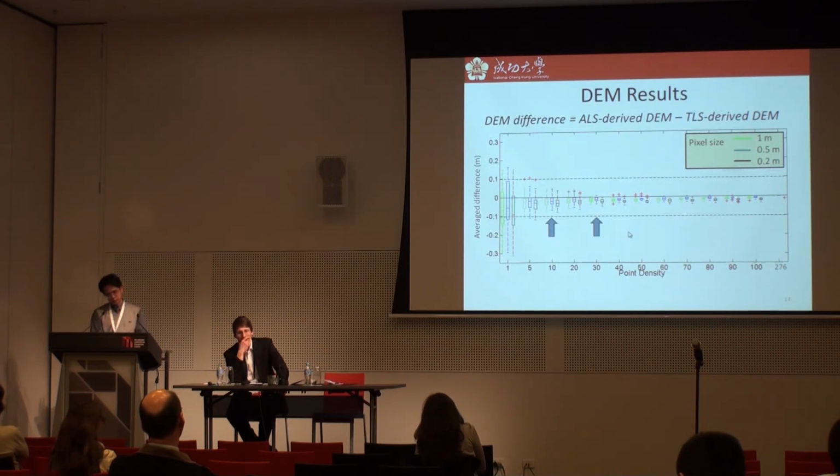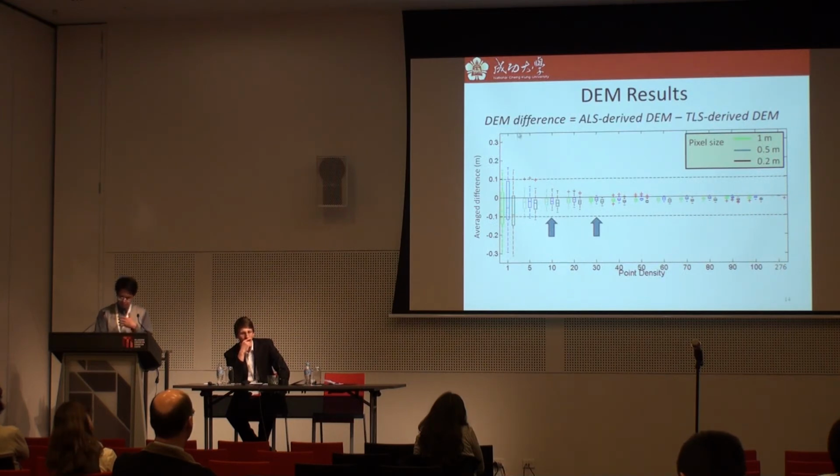In the DEM result here, I show the DEM difference. So the DEM difference is the difference between the LS derived DEM and the TOS derived DEM. Here we use the TOS derived DEM as the ground truth. So that's the difference. And for each resampled data set, we average all those differences. Then we create one data point in here, and we repeat this 30 times.